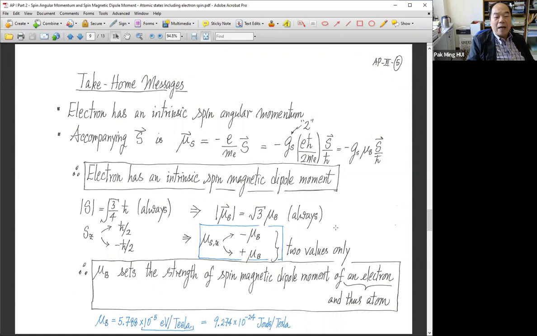Okay? Now, the important point about this spin magnetic dipole moment is that it is the origin of magnetism. We have magnetic materials, iron, cobalt, nickel, something like that. Only a few in the periodic table, okay? But why are they magnetic?